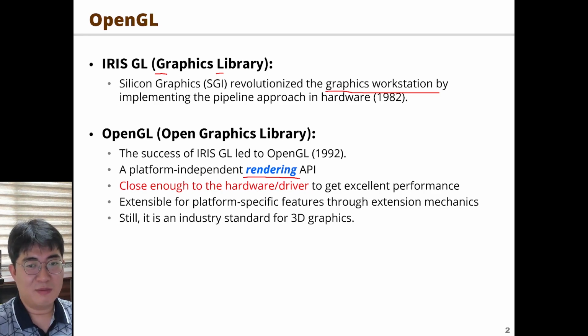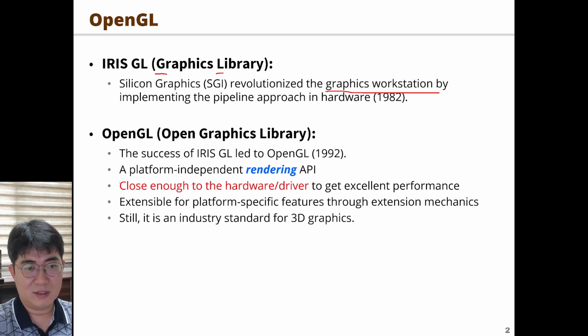OpenGL is basically a rendering API. The API, you probably know, is Application Programming Interface. Here, what is an interface? The library interfaces the graphics hardware and your programming. So that's why it is called an API. So now we know that OpenGL is a rendering API.